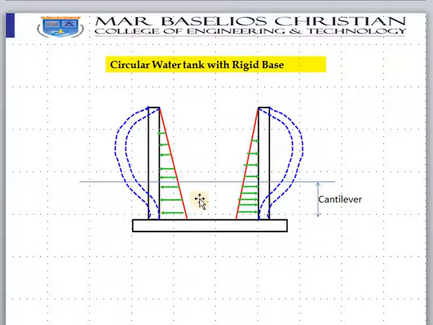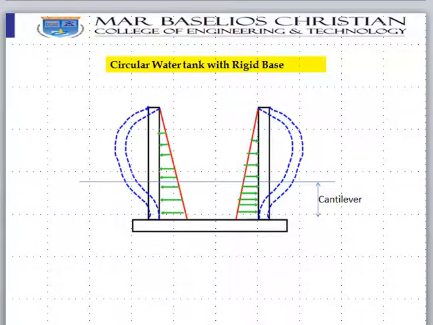So in the water tank with rigid base, we need to consider the bending moment on the vertical wall as well as the hoop tension because of the water pressure. These are the main things which govern the design of the water tank.